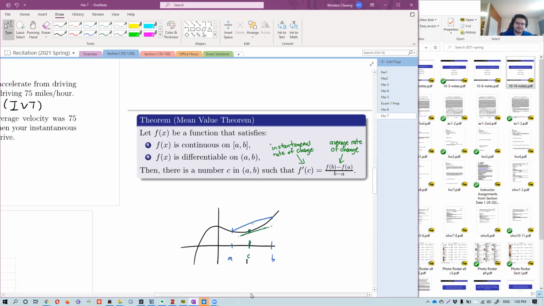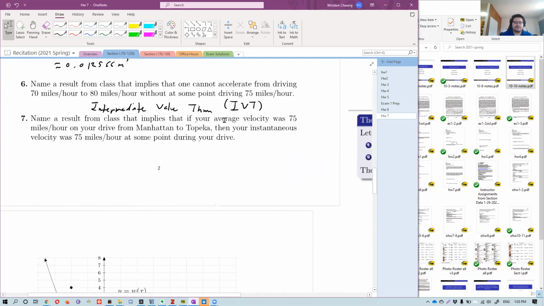This is the picture that corresponds to this equation, and this statement is exactly saying that. If the average velocity was 75 from point A to point B, just gather the data, then there was some specific point in time where you were traveling exactly at that velocity. So this is the mean value theorem. People could call this MVT, but I don't really see that, so I'm not going to write that.